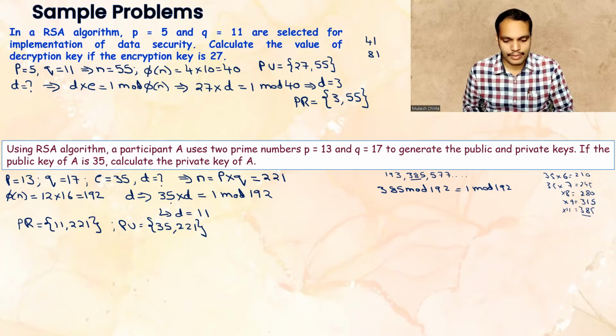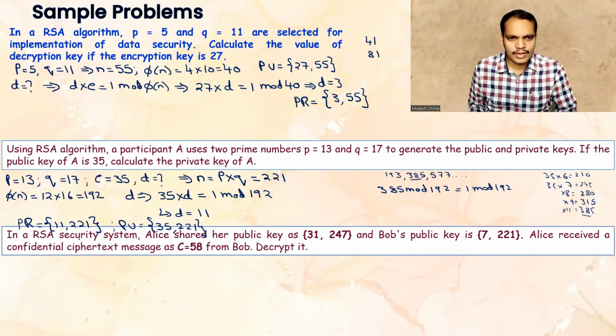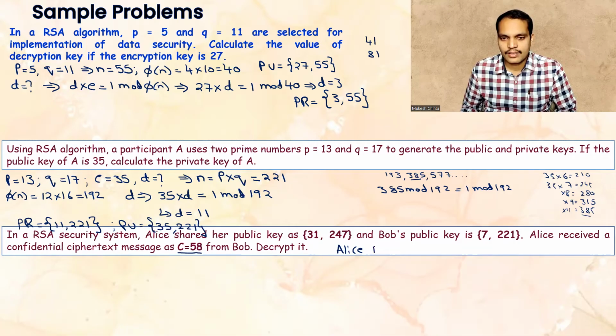Let me show you one other example which you can use. In a security system, Alice shares her public key as 31, 247 and Bob's public key is also given, so that I have both the public keys. Alice received a confidential ciphertext message C equal to 58 from Bob. Decrypt it. Now to do this, I think we need Alice's private key, isn't it? Alice received a message, which is the ciphertext. To get the plain text back, I need to decrypt it. For decrypting, I need Alice's private key.